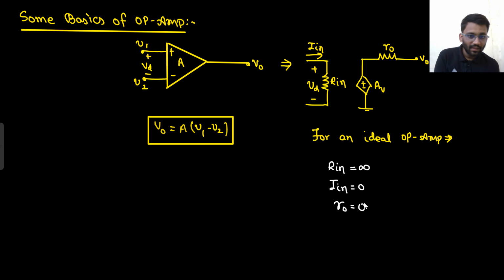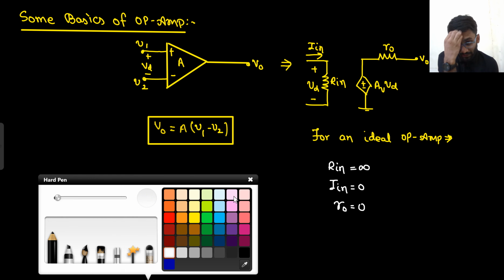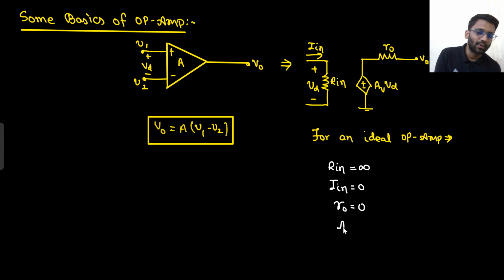What about AV? AV should be as high as possible, right? Here I should have written AV into VD. AV should be as high as possible because you want maximum gain. So for an ideal op-amp, AV is infinity. Well and good, this much is clear.